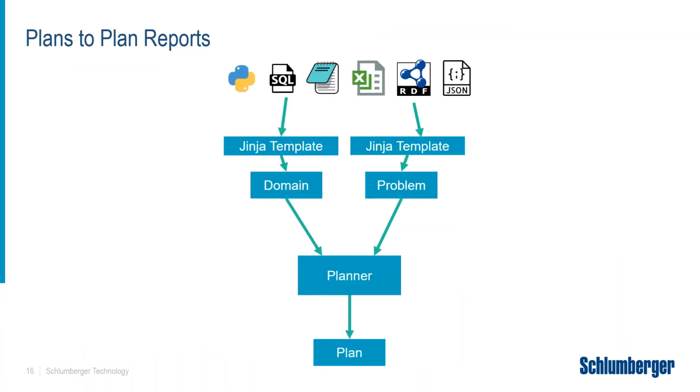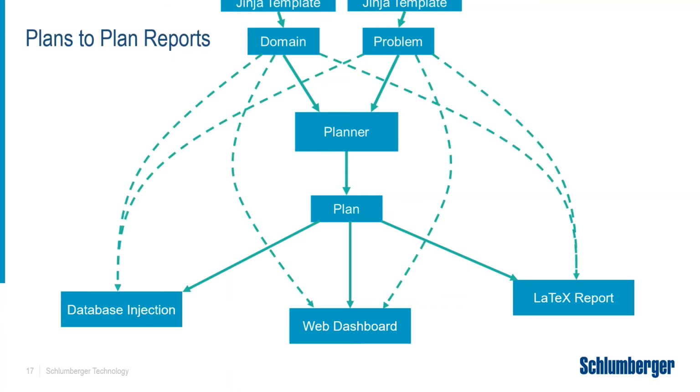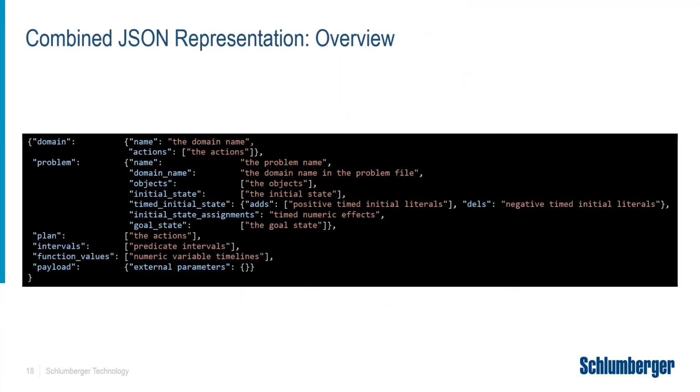What we've seen so far in this presentation is this first part of the process, where we're taking data sources, using them to create domains and problems via Jinja templates, and then we form a plan through a planner. If we lift all of this up, then the next part is to take that plan and either inject the information back into a database, create a web dashboard, or a LaTeX report or something like that. But what we need to do is combine the information from the domain and the problem and the plan in order to do this. So now let's take a closer look at this combined JSON representation.